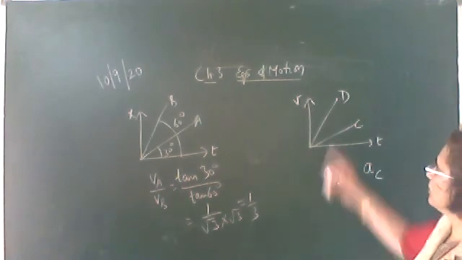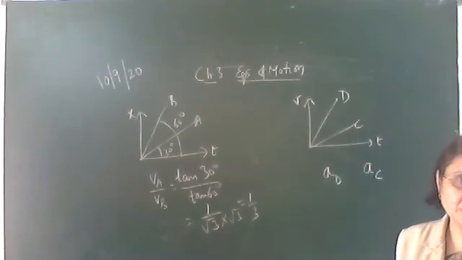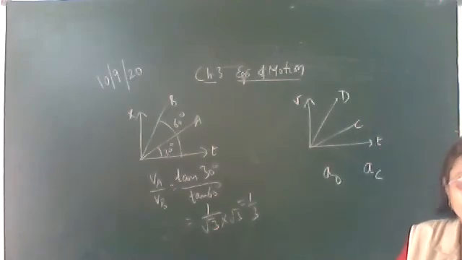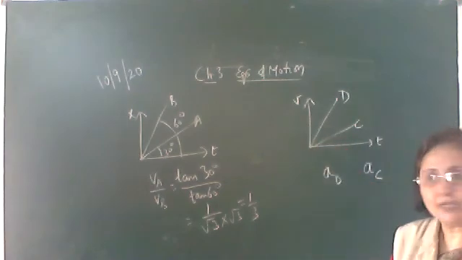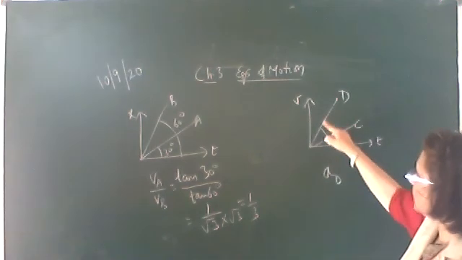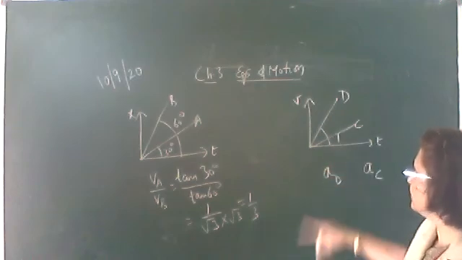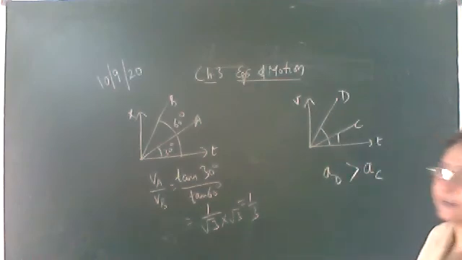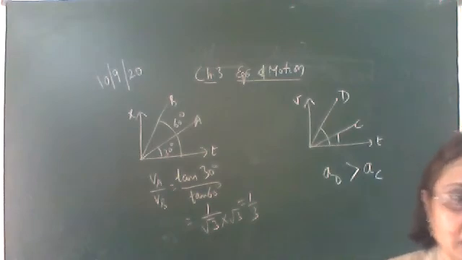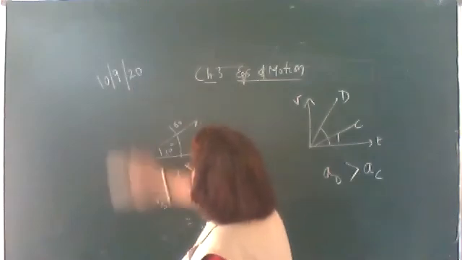Greater. Okay, good. The slope of the line gives the acceleration. More the slope, more is the acceleration. And more slope means more theta it should be. As we see here, the D body is making more angle as compared to the C one. So the acceleration of D will be more than that of C. Okay, so the acceleration of D body is greater than that of C. Okay, write one more question.